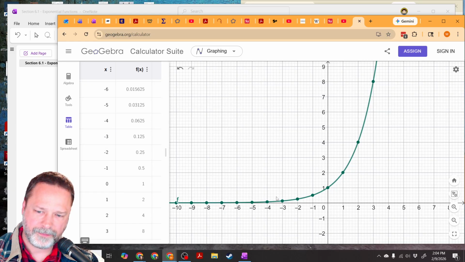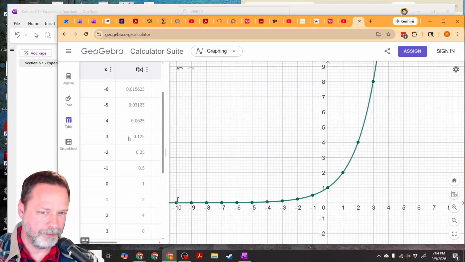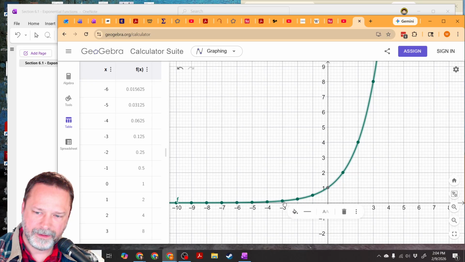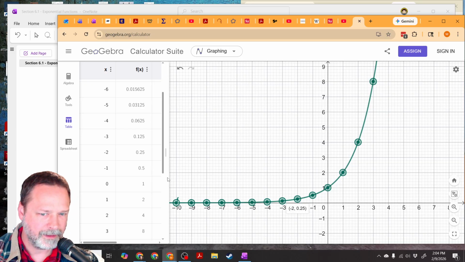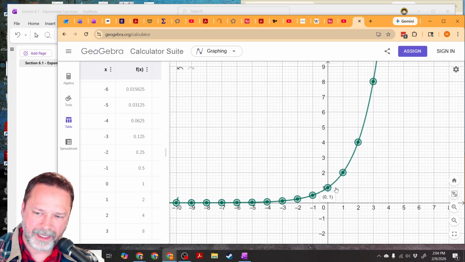-3, 2 to the negative third, that's 1 over 2 to the third, that's 1/8. So 0.125, we got it right there. If it's -2, it's 2 to the -2, so that is 1 over 2 squared, 1 over 4, that's 0.25. 2 to the -1, that's 1 over 2 to the 1, that's 1/2. So we have these points. I just want to show you that. 0, 1. That's an interesting one.